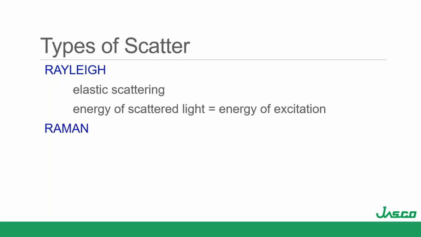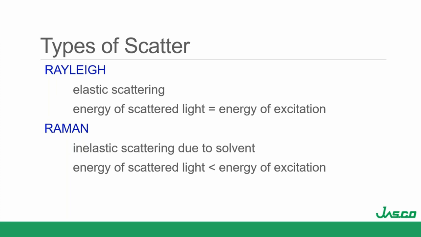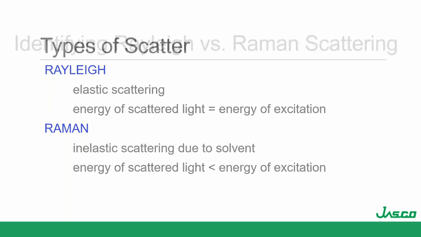Raman is an inelastic scattering that's due to the solvent and the vibrational modes in the solvent. So the solvent is present in the greatest amount, and even though Raman's a very weak effect, it shows itself and can interfere in fluorescence. It shows up at energies of scattered light that are lower, but longer wavelengths, right? Let's take a closer look.